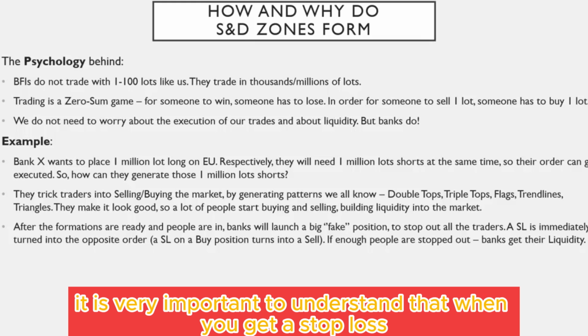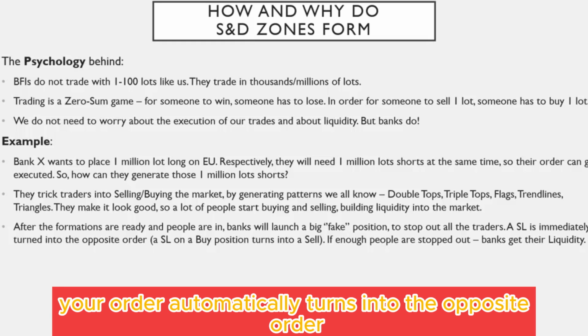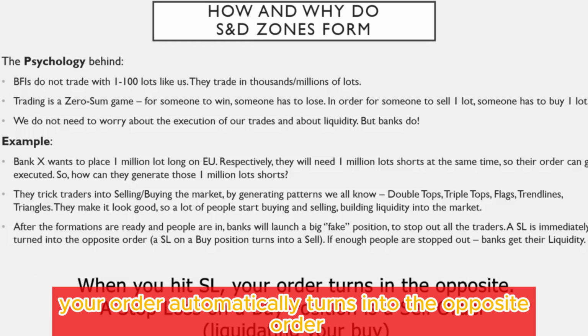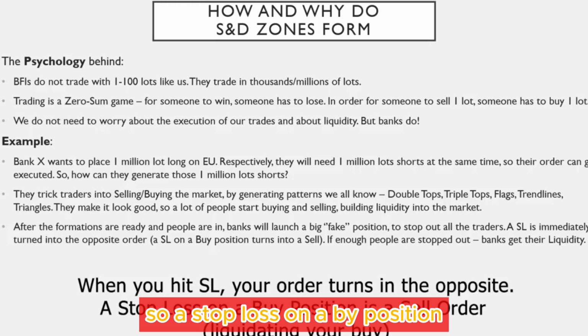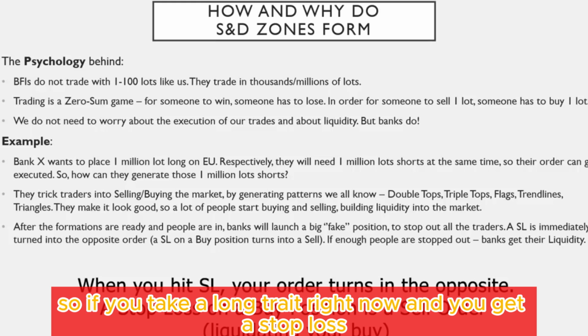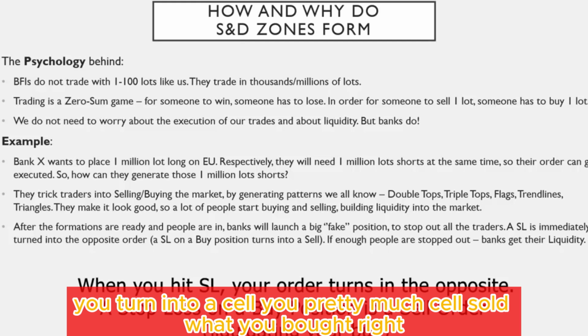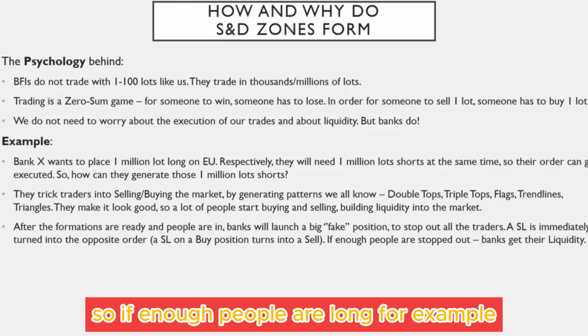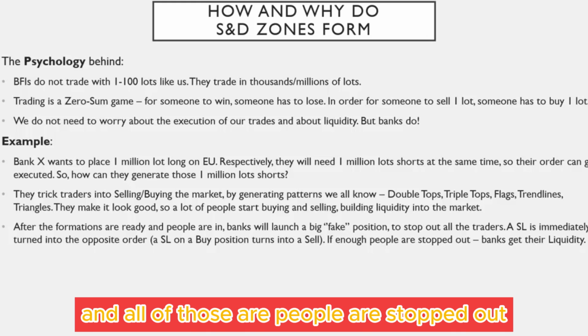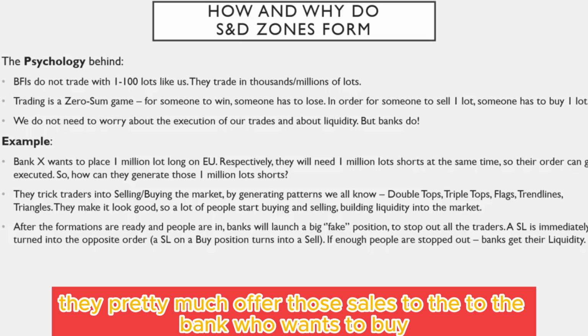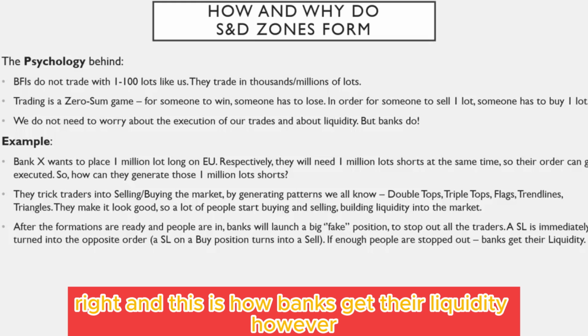It is very important to understand that when you get a stop loss, your order automatically turns into the opposite order. So a stop loss on a buy position, so if you take a long trade right now and you get a stop loss, then immediately after hitting stop loss, you turn into a sell. You pretty much sold what you bought, right? So if enough people were long, for example, and all of those people are stopped out, they pretty much offer those sells to the bank who wants to buy, right? And this is how banks get their liquidity.